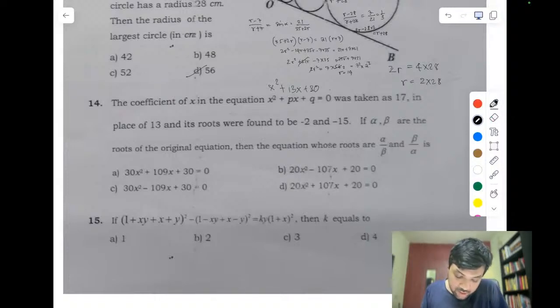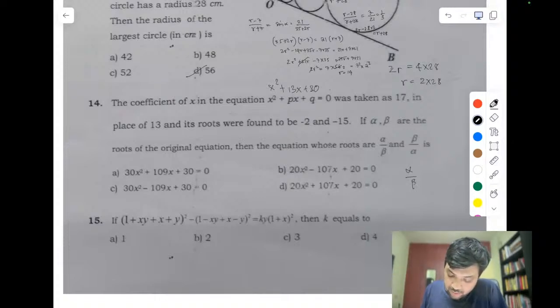Its roots were alpha and beta. I guess you can try to see 30 is 15 into 2 or something like that. Or you don't even have to do all that, right? I mean, if you want, you can directly work with alpha by beta and beta by alpha roots also. Sum of roots, product of roots. The equation whose roots are alpha by beta and beta by alpha obviously has the product of the roots as 1. So all the options have that. That's not very useful. So the real thing is the sum of roots.